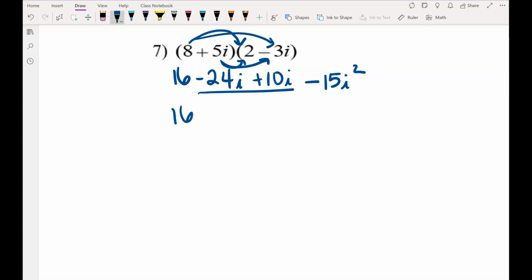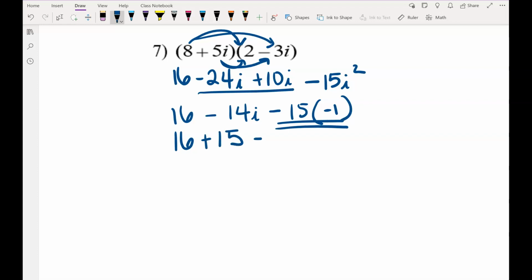Positive and -14i, right? Minus 15 I squared will be changed to -1. Well, what is -15 times -1? Positive 15. Would you guys agree? And would you agree that I'm going to need to combine it with the 16 in the front? So I'm going to move it to the front because we want to write it a plus bi.